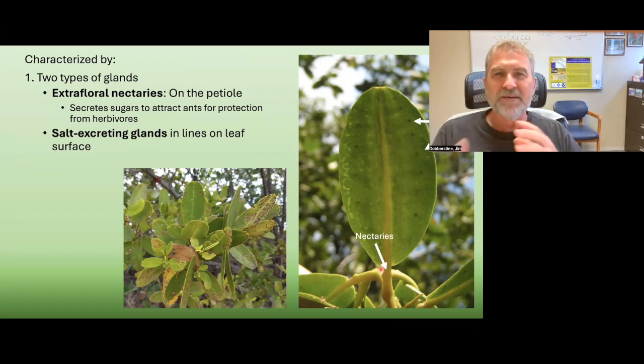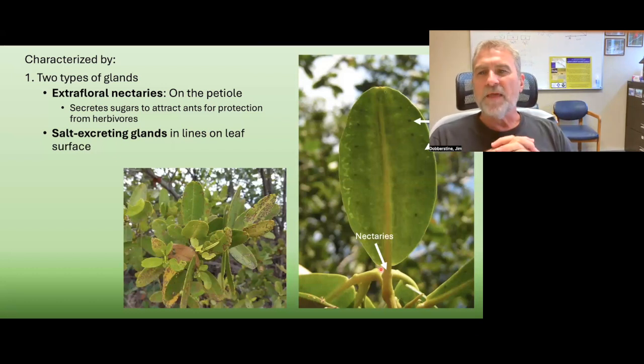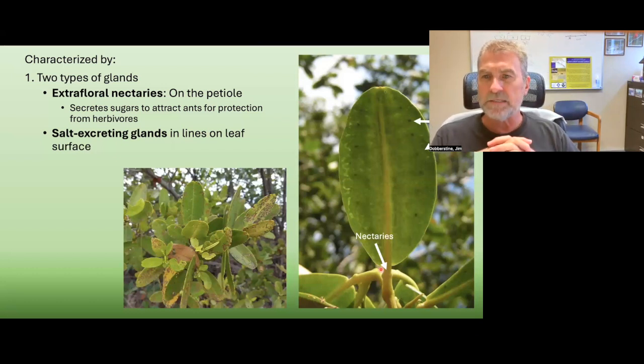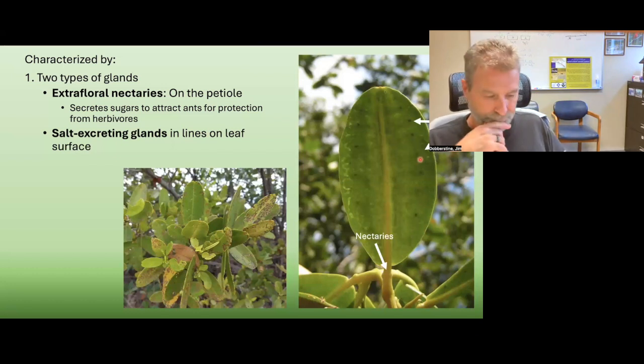So this is kind of a really good example of a cooperative relationship among two different species within this particular community. Now, they also have salt excreting glands, and you'll actually see these in lines along the margin of the leaf surface.